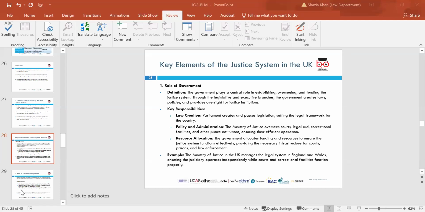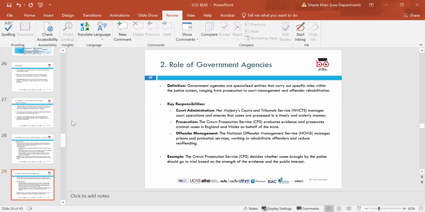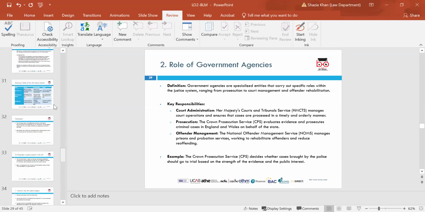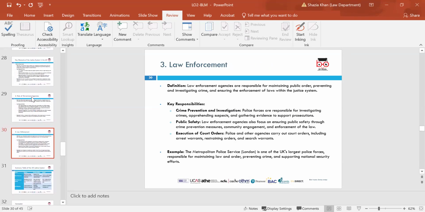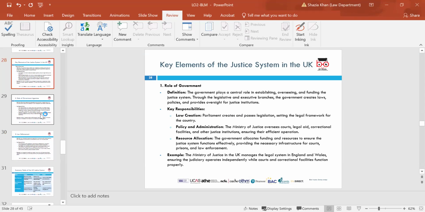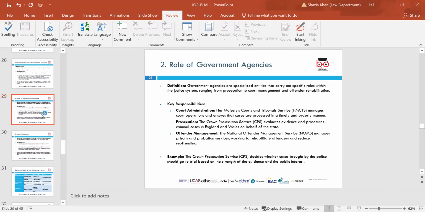Then we have the role of government agencies. They are part of government and usually provide government services rather than decide policies. So you've got court administration, prosecution, and offender management, such as the National Offender Management Service, which we're going to look at a little more later.